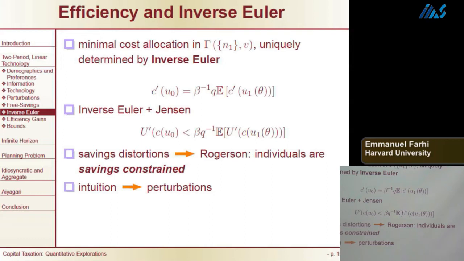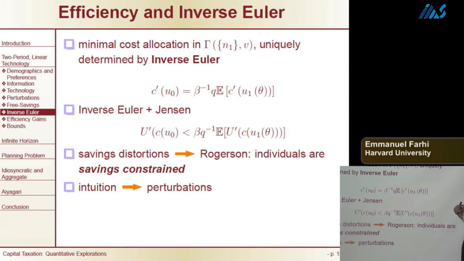There's one that satisfies the Euler equation in this set. The other one I want to isolate is the minimal cost allocation. Okay, so I have this set, and I can try to minimize cost over this set. And the optimal allocation is the one that minimizes cost. And as you can already anticipate from what you saw yesterday, it's going to satisfy this inverse Euler equation. So it's the same as the Euler equation, but the difference is that marginal utility is now the harmonic average of marginal utility tomorrow instead of being the arithmetic average.